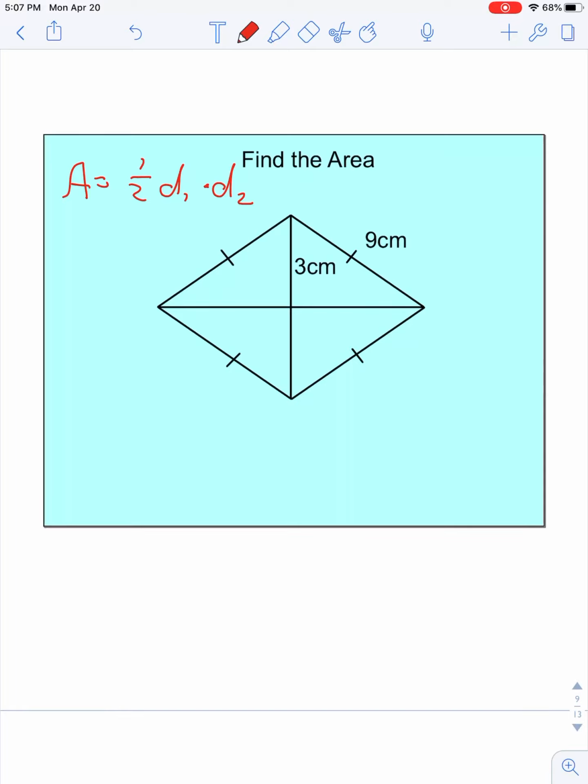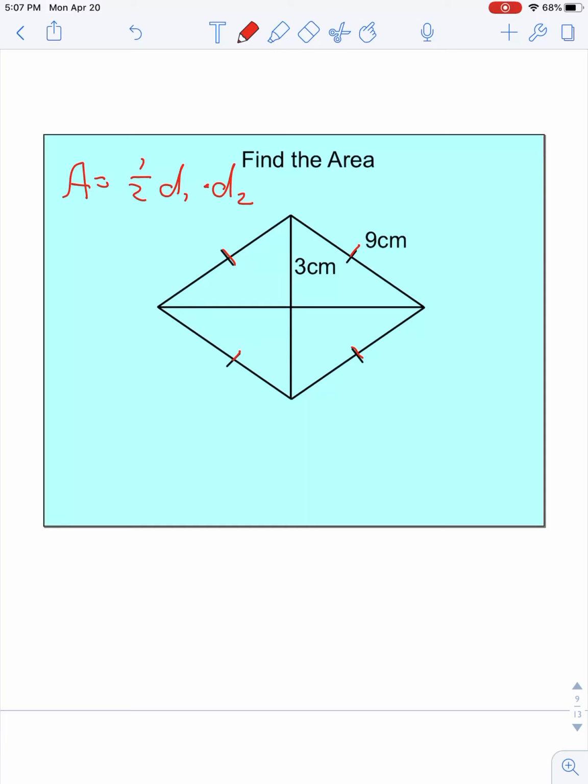Now, going back to chapter 8 that you just tested on, this didn't tell us it was a kite, so how do I know it's a kite? Well, first of all, I can see that both pairs of opposite sides are congruent. They happen to all four be the same, so it either has to be a square or a rhombus or kite. And so what we have here is a rhombus, which ends up being the same formula as a kite.